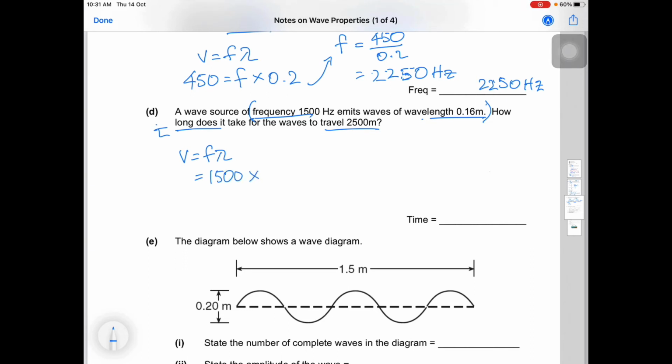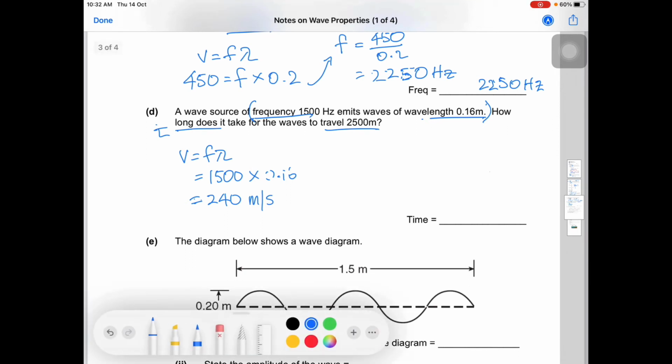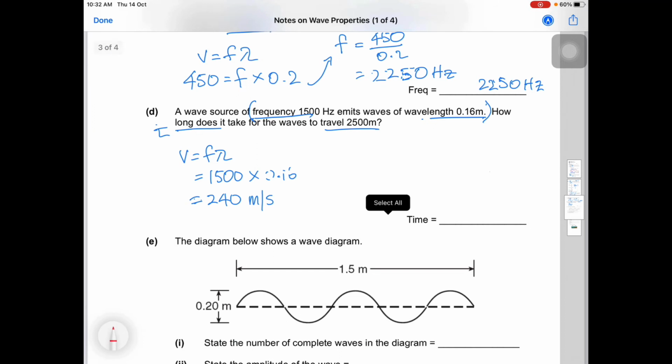1500, wavelength is 0.16, and 1500 times 0.16 gives me an answer of 240 meters per second. This is a two-part question, so to denote the second part, I'm going to change the ink color. For the second part, I'm going to apply the usual formula, DST.